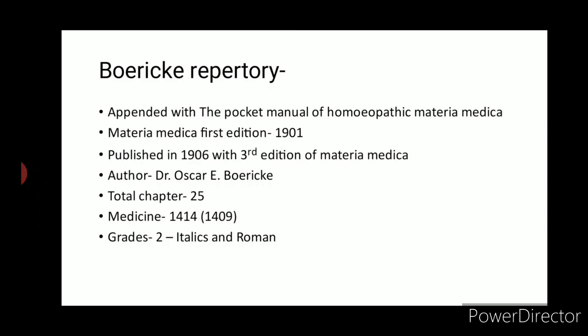The author of the repertory was Dr. Oscar E. Boericke. There are a total of 25 chapters and the total number of medicines is 1414, where 5 medicines are repeated with the same names. So the total number of medicines is 1409. Two grades are given in this repertory to evaluate medicines: italics and Roman.